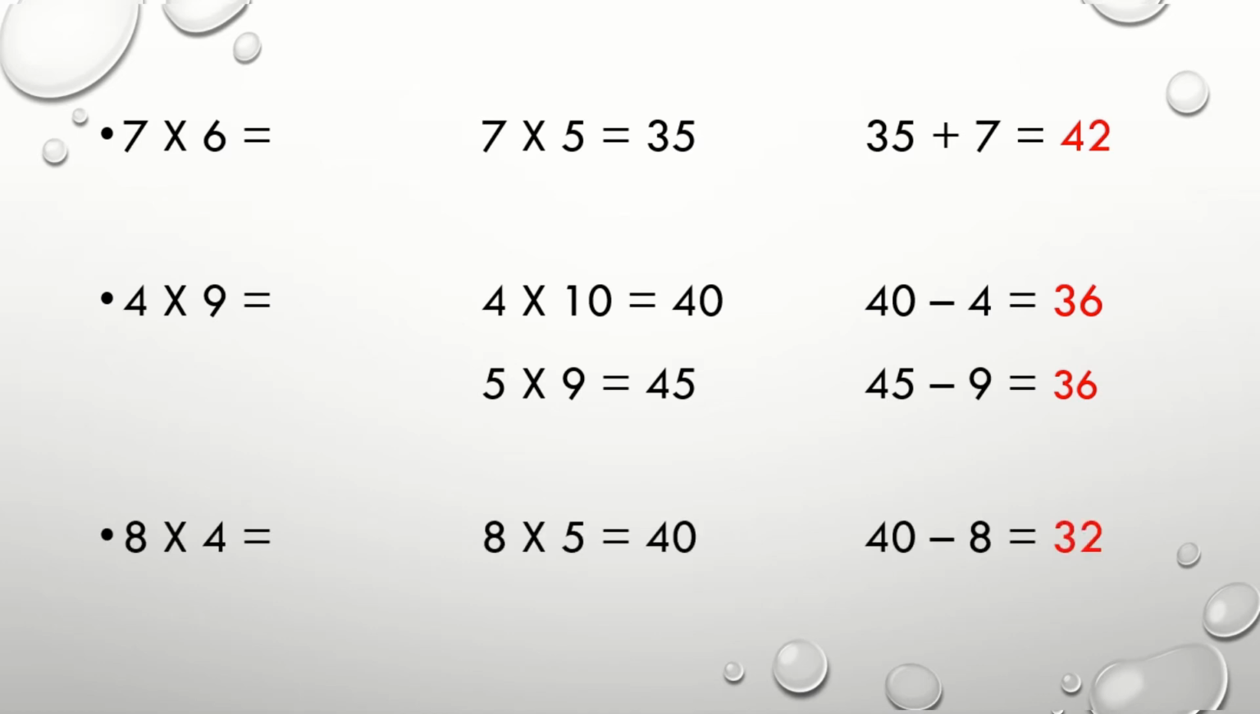Okay? And then the last one, 8 times 4. So we can do 8 times 5 is 40. And then take away the 8. Try and have a think about using near multiples when you're faced with a times table that you can't do.